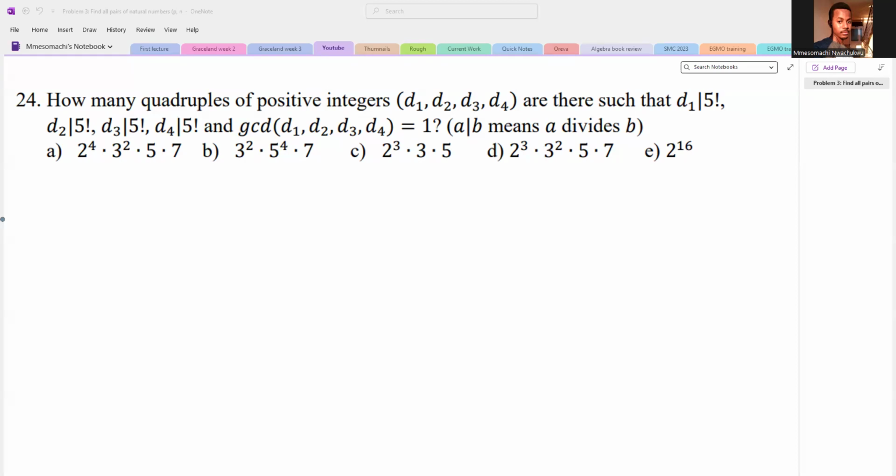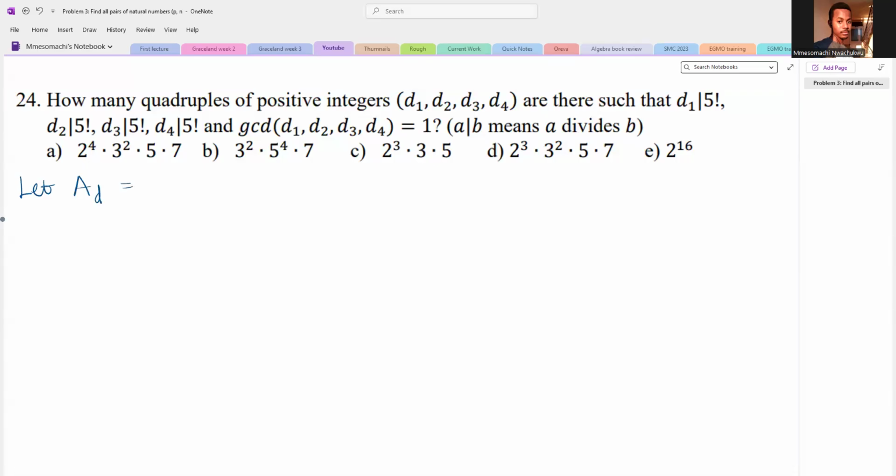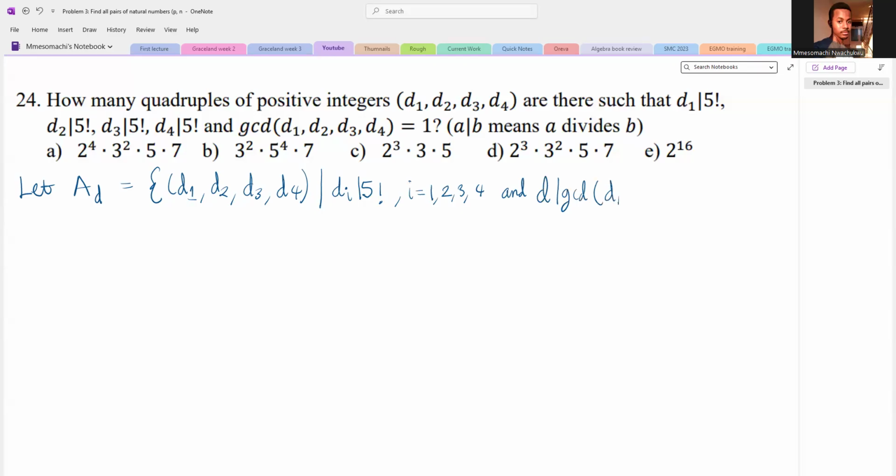First of all, we're going to define a set. So let A sub D be the set such that we have these quadruples, and of course, that's the condition that each d_i divides 5 factorial, so for i equals 1, 2, 3, 4, and D divides the GCD of d1, d2, d3, and d4.